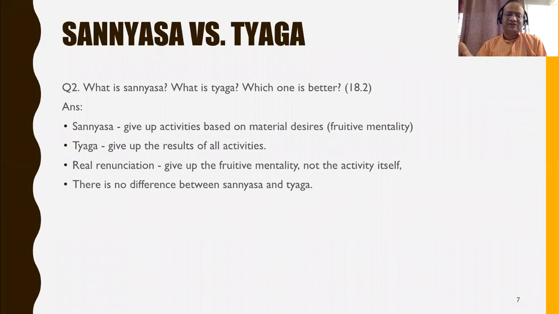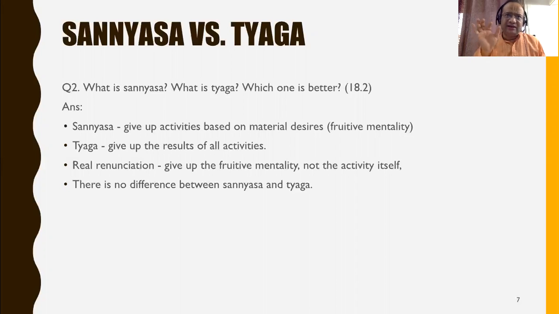There is no difference between sannyas and tyag. And real renunciation, as Lord Krishna has mentioned, is actually giving up the fruitive mentality, not the activity itself. So sannyas actually involves both. Giving up the fruitive mentality, and when you are really confident about that, you have given it up well, then you either give up the activity or don't give up the activity, it doesn't matter. So from a qualification perspective, you can even give up the activity also. So that is what it means.